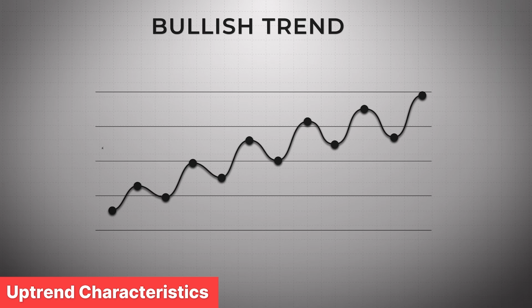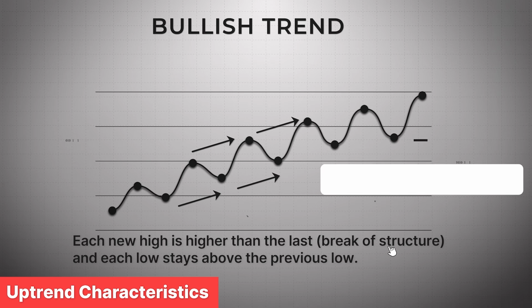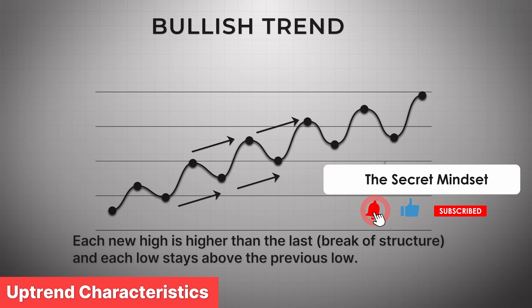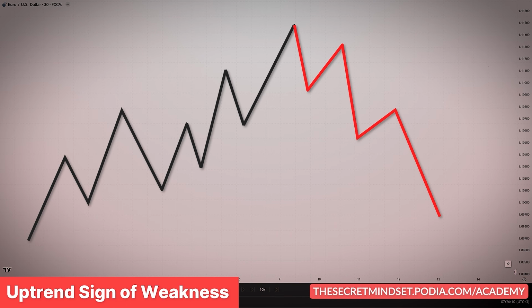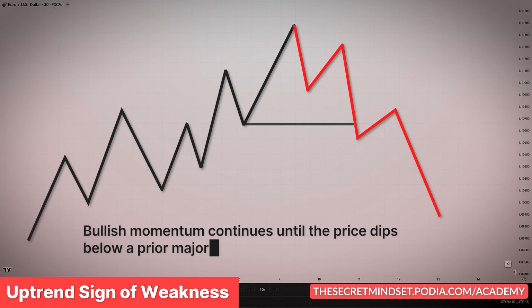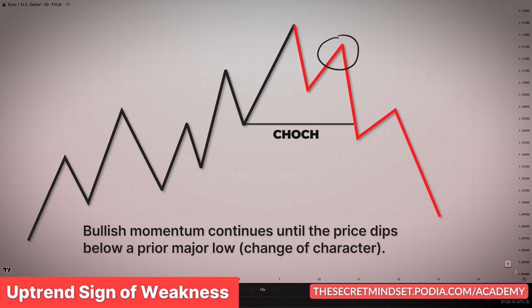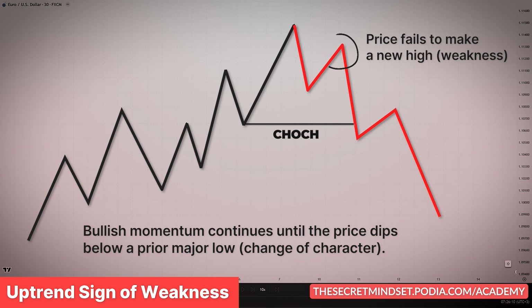In an uptrend, each new high is higher than the last one. We call that a break of structure. At the same time, each low stays above the previous low point. That bullish momentum continues until the price finally dips below a prior major low, which is a change of character. You can tell a trend is losing steam when the price fails to make a new high after the latest rise. That's a sign buyers may be losing their grip.